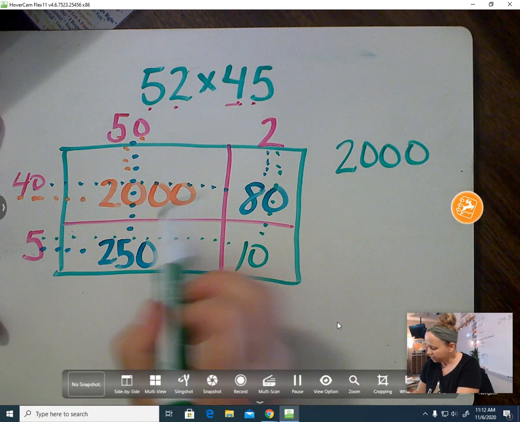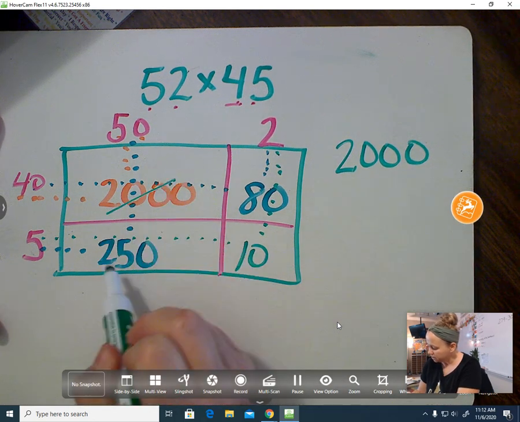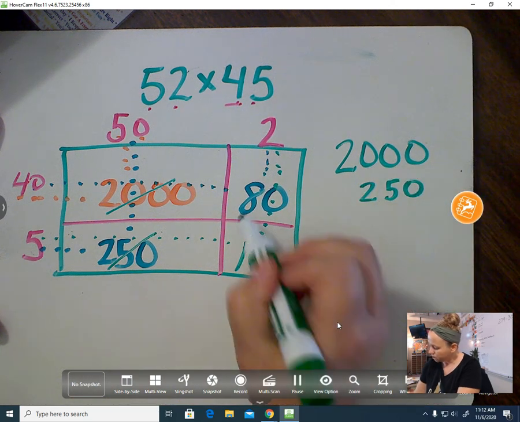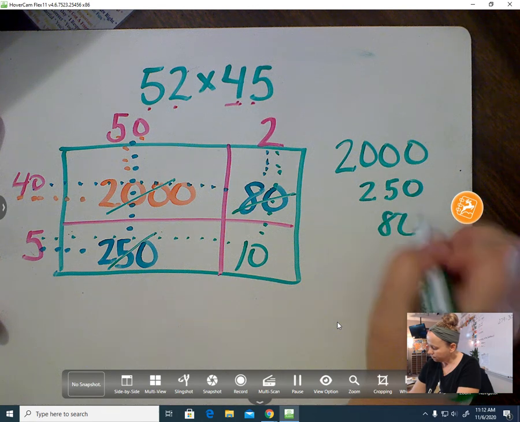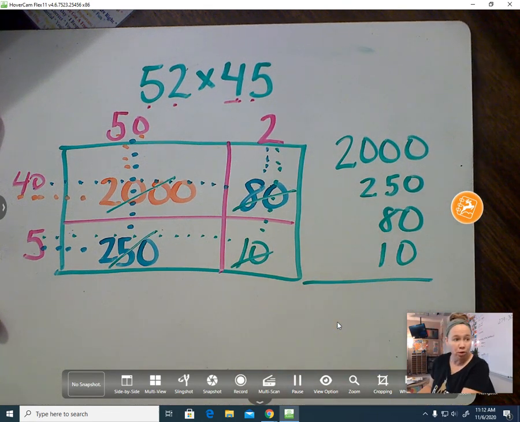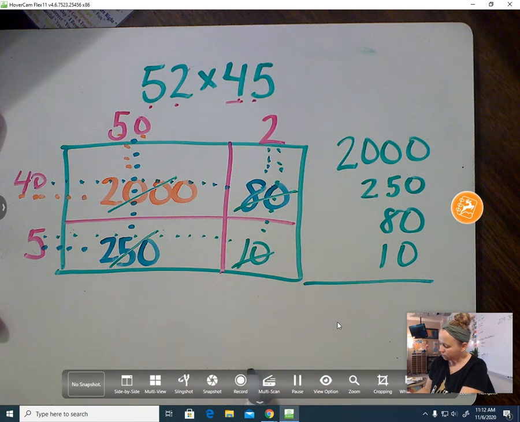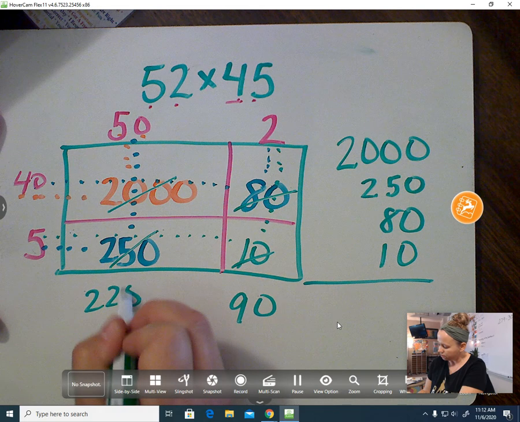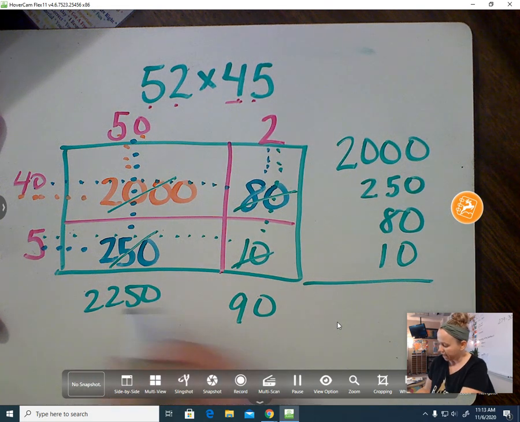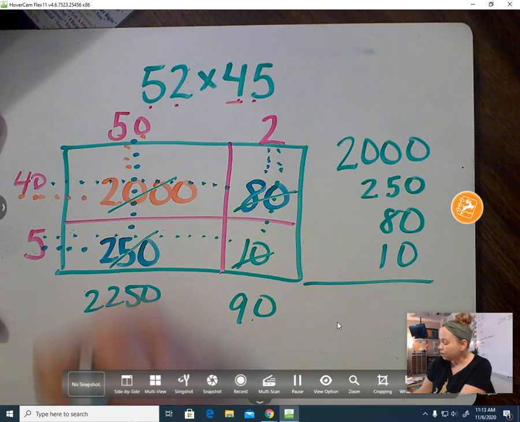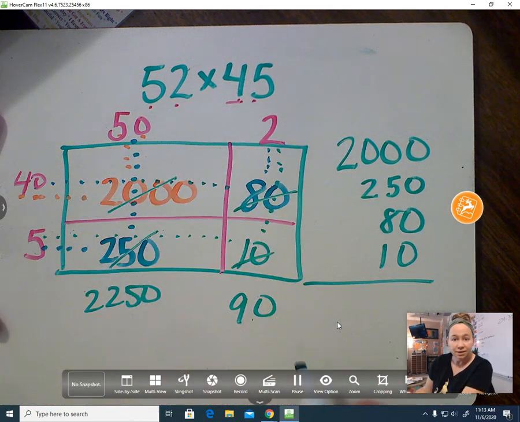What I'm writing over here is everything in the box. So I wrote 2,000. Let me write 250. If that helps you to cross them out, 80 and 10. You could do that. Some people like to just add straight up and down. They like to say, well, this is 90 and this would have been 2,250. You could do it that way and then just add these two together. But I don't want to confuse you. So however it makes sense for you to add these, do it the way that makes sense to you, okay?